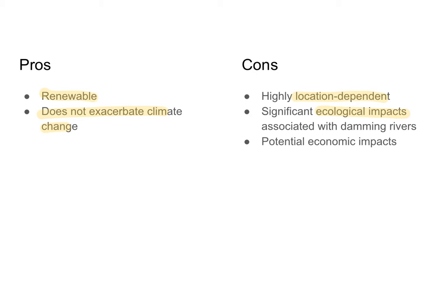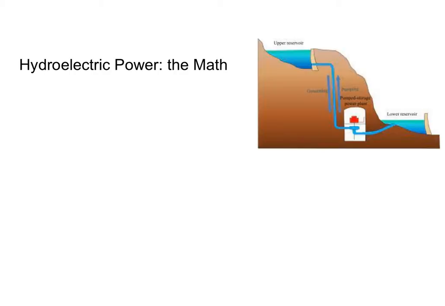It can, for example, very negatively affect the animals and plants that live in the river. It can also change the surrounding land, as species who eat things that live in the river, for example, lose their access to the things that they eat. And then finally, they can have potential economic impacts by negatively affecting, for example, fishing industries.